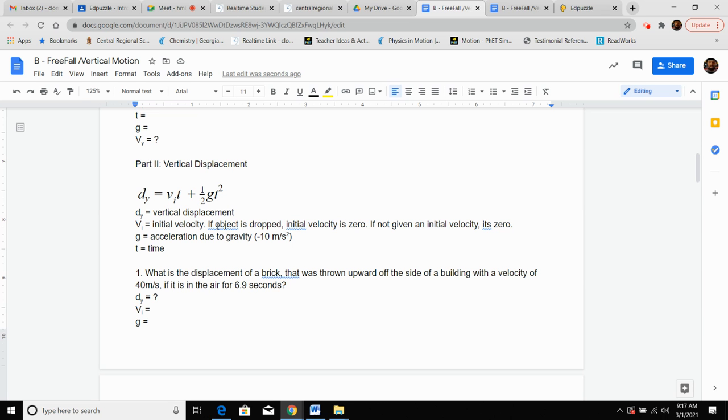Initial velocity vi, again, if it's dropped, initial velocity is 0. If you're not given an initial velocity, it's also 0. Gravity is going to be this constant value here.